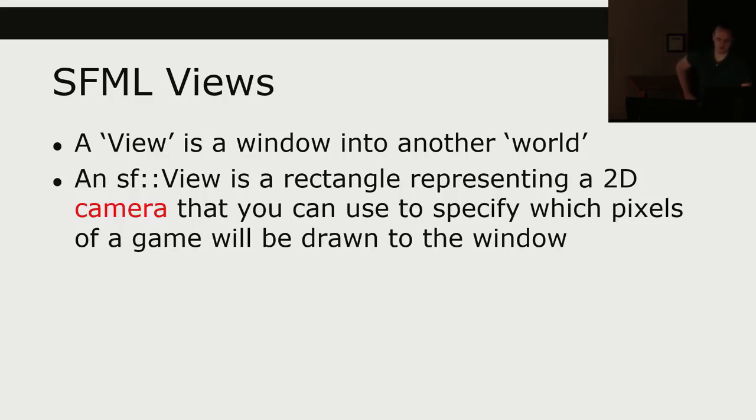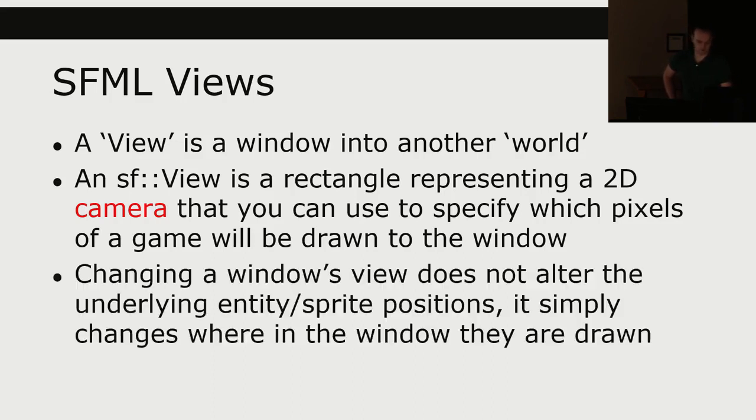So an SFML view is a rectangle representing a 2D camera that you can use to specify which pixels of a game will be drawn to the window. So we could say, hey, I want from 0, 0 to 10,000, 10,000 to be drawn in my game, if you wanted to. So changing a window's view does not alter the underlying entity and sprite positions. It simply changes where in the window they're drawn, right?